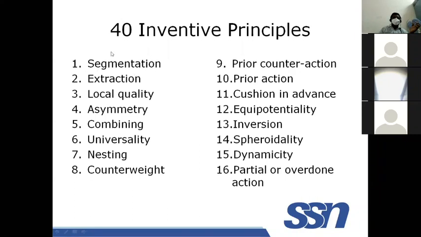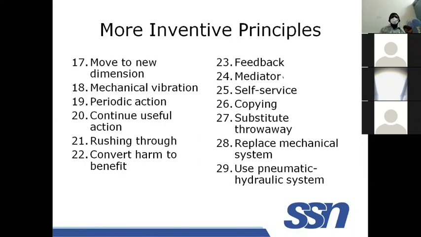Segmentation, extraction, nesting. I have given you an example, right? Cushion in advance. What is it? While you are making a bandage, you begin with the end in mind, so you insert some cutting tool or blade kind of thing to remove the bandage. That's an example of cushion in advance. Likewise, he has given various activities. Self-service, number 25, you look at it. This example I have given. So you just read it whenever you find time. You can make your own new product.